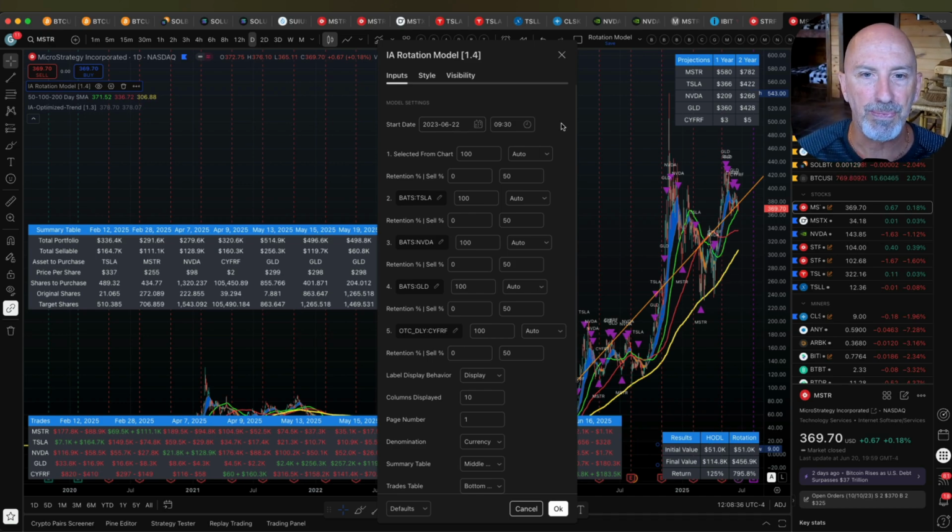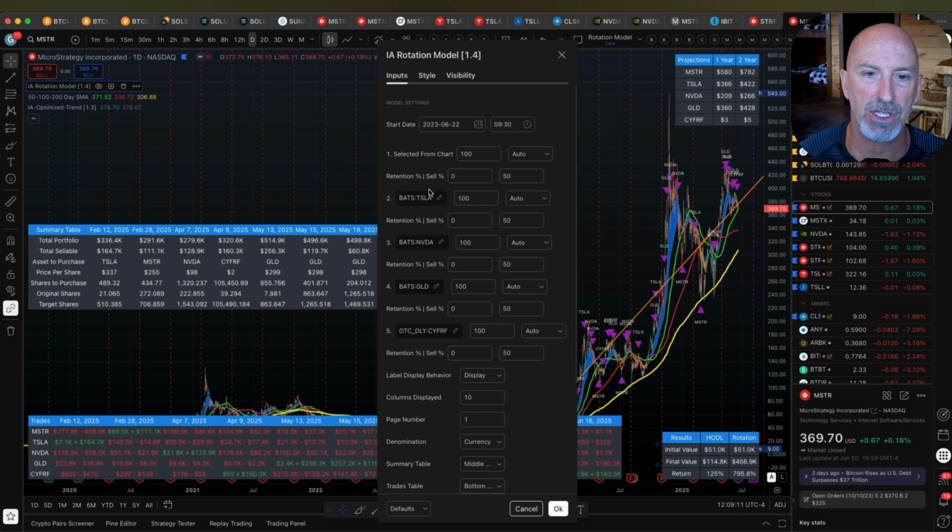Number one. Number two, you'll note that I have selected as my assets the primary one, which is MicroStrategy. That one is the one that it says here in the middle, selected from chart, right? So right underneath the start date there under number one, it says selected from chart. Whatever my chart is set to is the primary asset that everything else is kind of measured against, right? So MicroStrategy is my first one. Tesla is number two. NVIDIA is number three.